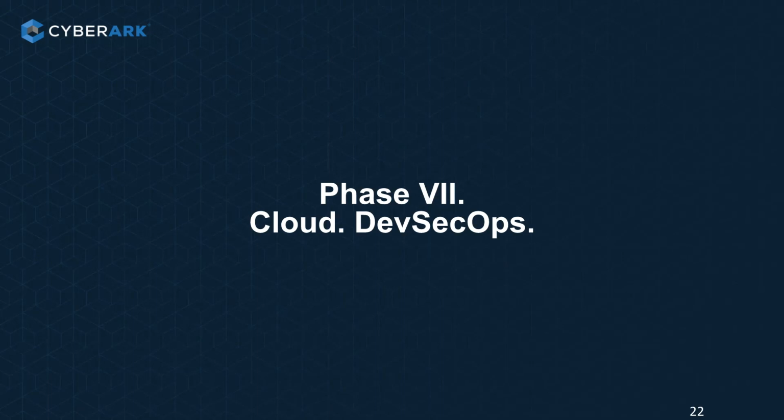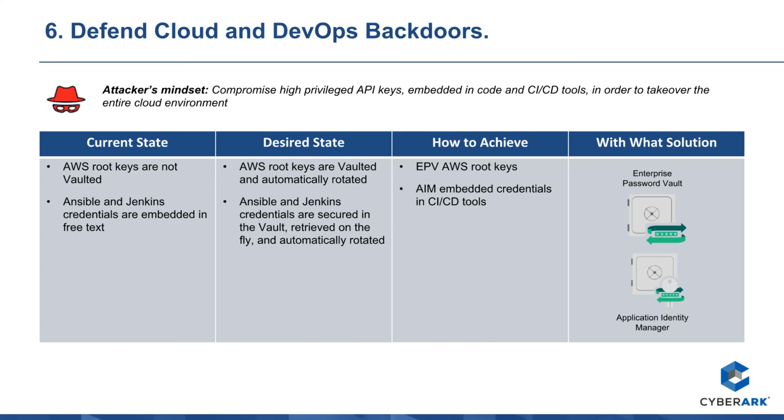Next up, defending cloud and DevOps backdoors. Attackers realize that you don't have to attack the corporate office or data center to completely own an organization. Attacks on the cloud and on the DevOps solutions themselves offer an attractive attack vector. Compromising API keys or harvesting the embedded code in continuous integration and continuous delivery, or CI/CD, tools is becoming a very popular attack vector. Typically, we're seeing many organizations are in a state just waiting to be breached.